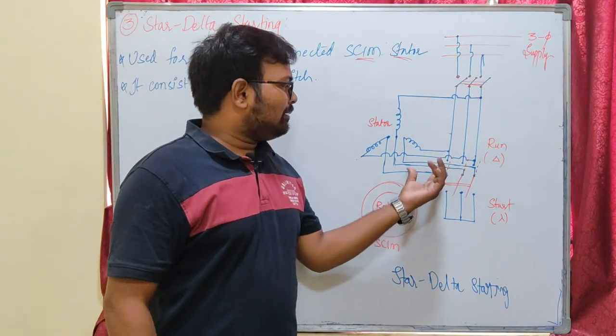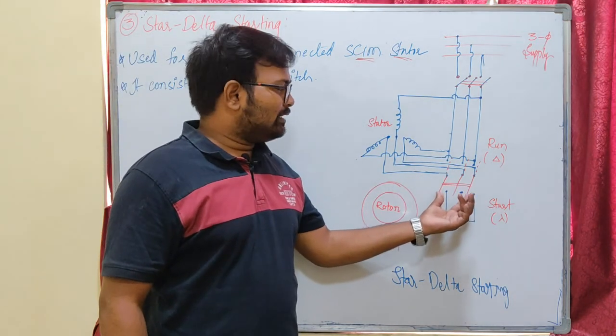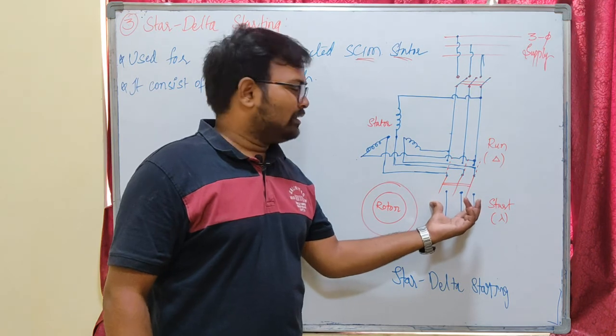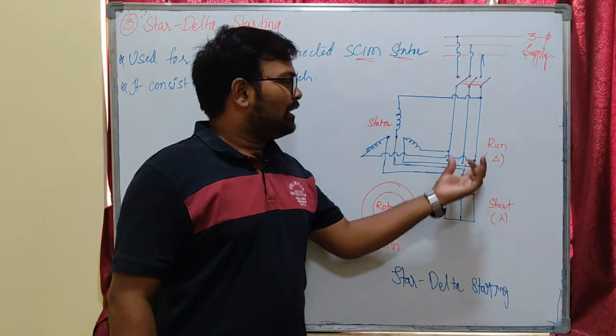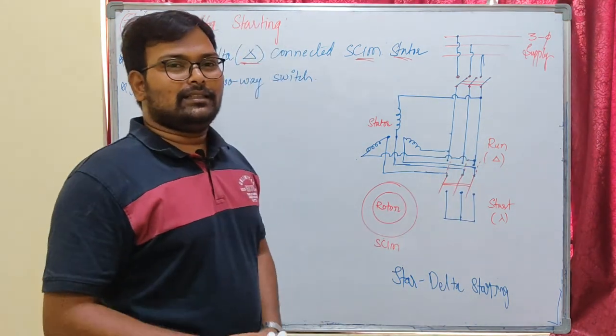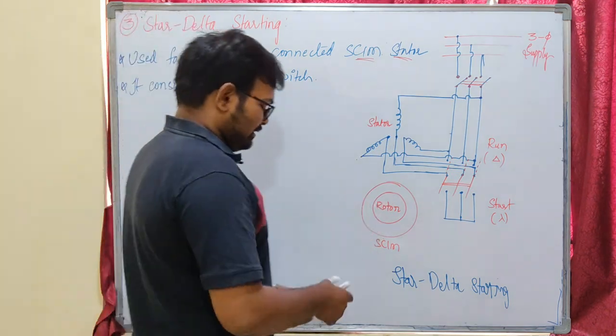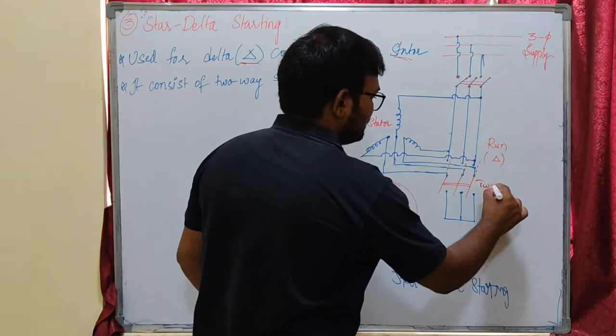At the time of starting, we are going to make the stator of our induction motor a star connected circuit, and under running condition we are going to make it run as delta connected stator winding. So that is the idea. Here we have a two-way switch.